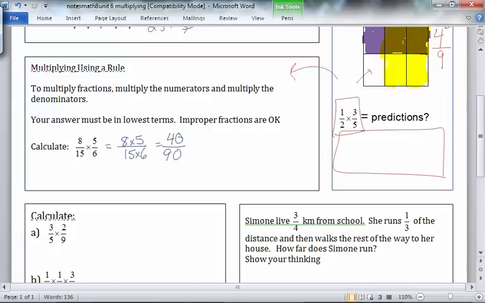Now that's not in lowest terms. Both of them are divisible by 10 because I've got those zeros on there. That would take me to 4/9, which is really similar to the question we just did.